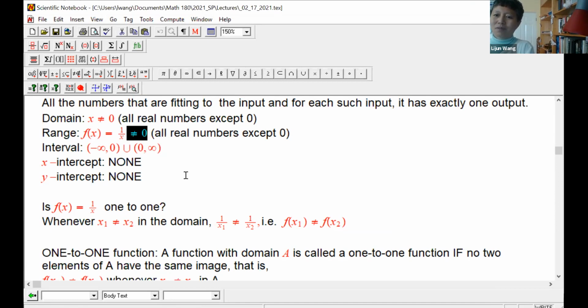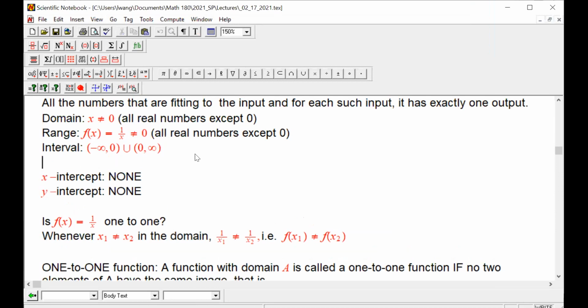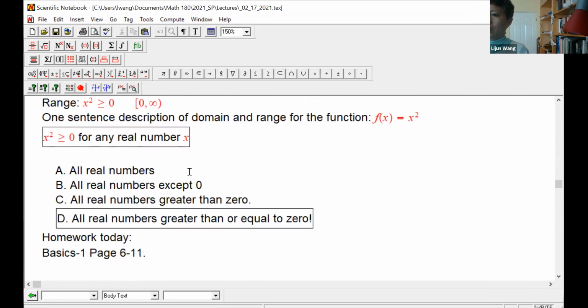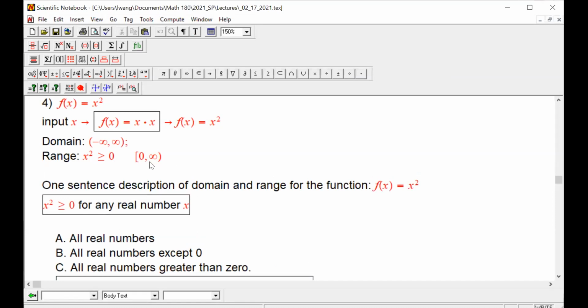I have a question on that one as well. How would you write that in a full sentence, like how you did for example number 4, like how you did x squared, the domain and range in one sentence? How would you do it for 1 over x, where x couldn't equal 0?